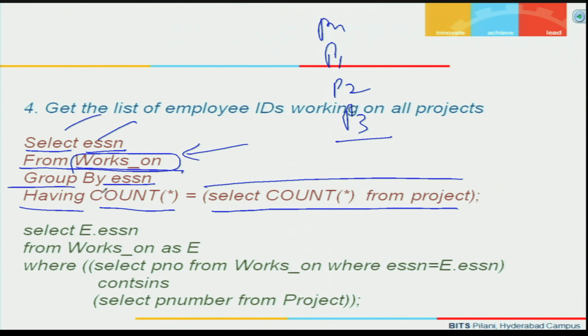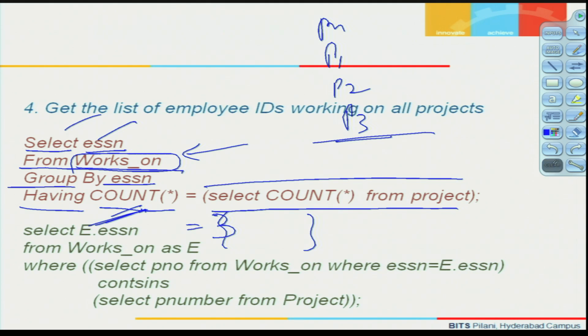Then for each employee in the works on table, group them based on ESSN and count how many tuples are there. If there are 3 projects, the result will be equal to 3. And if the count star is equal to 3, that indicates that the given employee is working on all the projects. For such an employee, display the ESSN in the result.